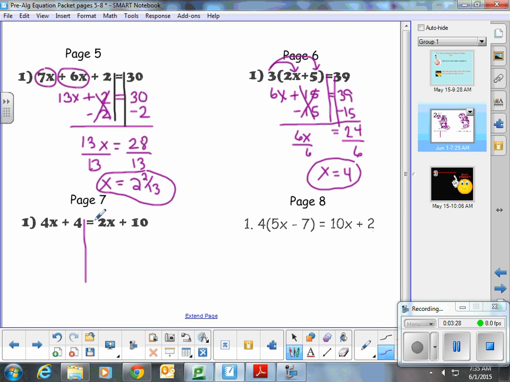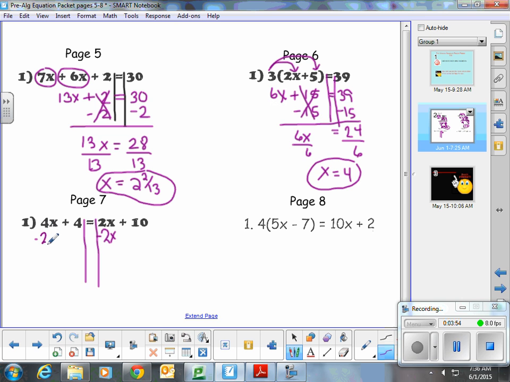Draw your train tracks. What's different about page 7 is instead of having two x terms on the same side of the equal sign, they're on opposite sides. So whenever I have a variable on both sides, I start out by getting rid of one of them. I can choose to either get rid of the 4x by subtracting 4x from both sides, or I could get rid of the 2x by subtracting 2x from both sides. I'm going to go with subtracting 2x from both sides.